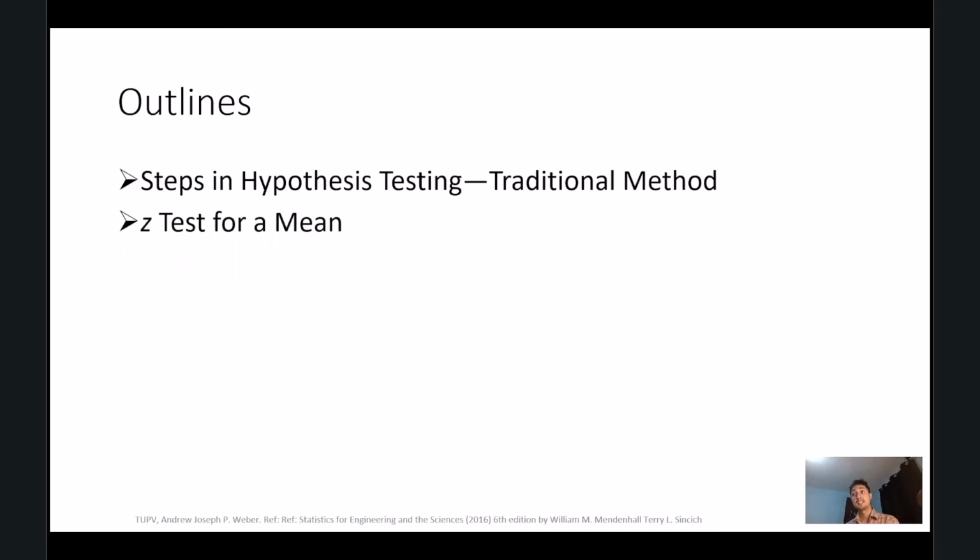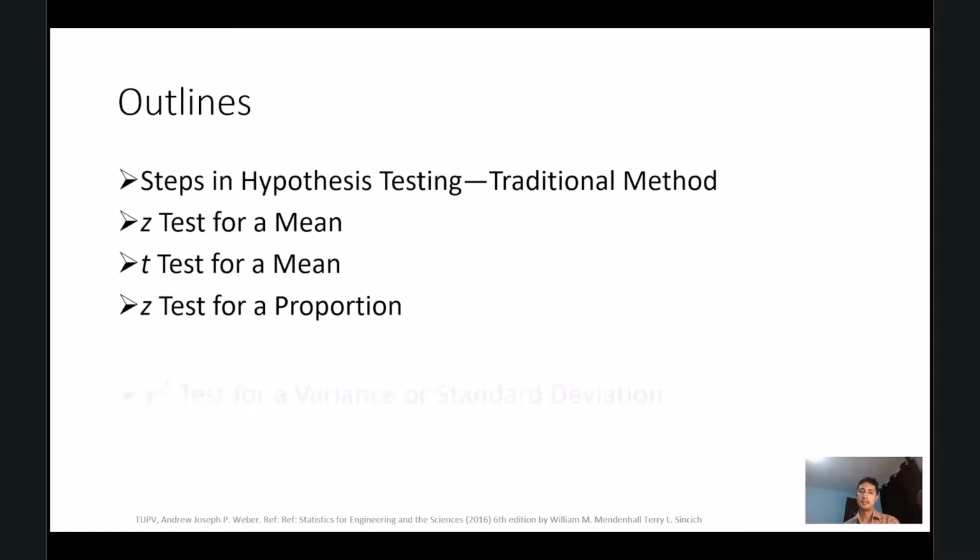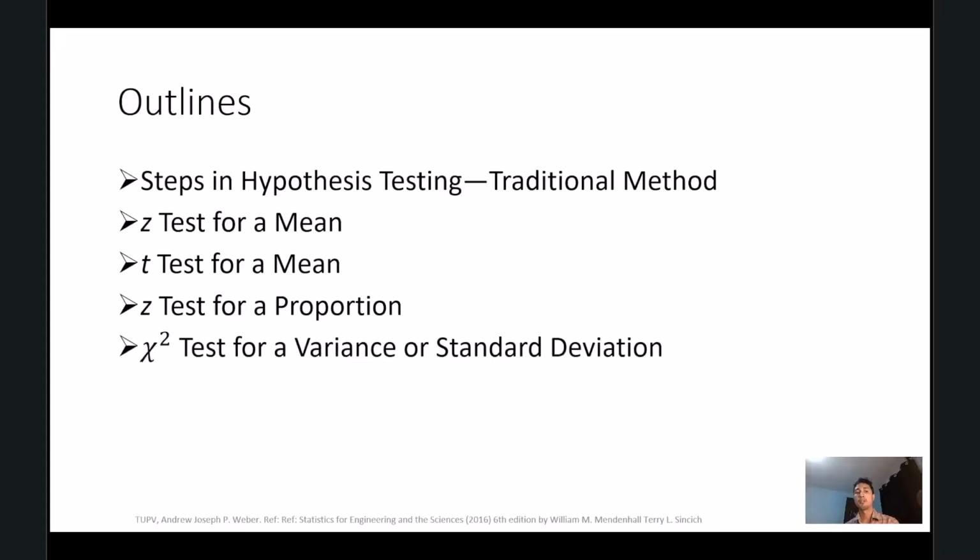Hypothesis testing for the mean using the z-test. Hypothesis testing for a mean using t-test, and of course, it's applicable if the standard deviation is unknown. The z-test is for when the standard deviation is known. Hypothesis testing for a proportion using, again, z-test. And the last is hypothesis testing for a variance or standard deviation, and that is using chi-squared test.